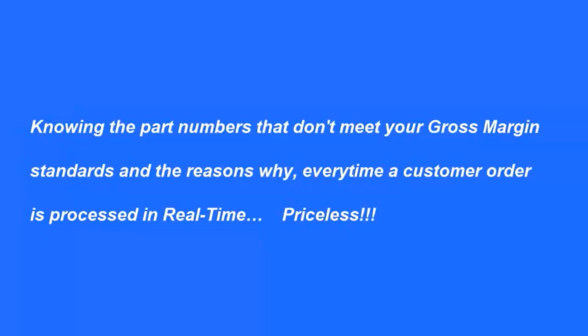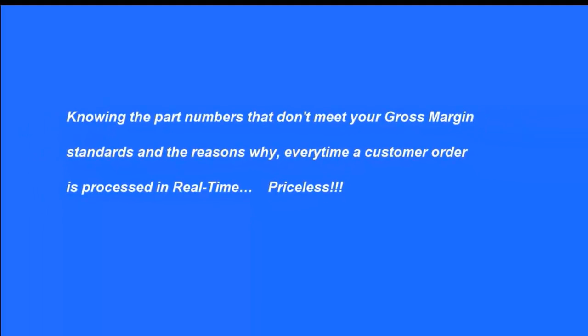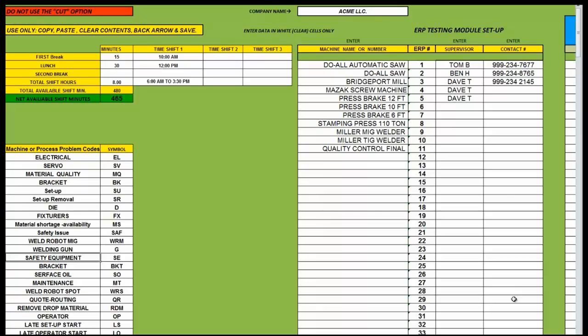Let's take a look at the ERP testing and verification module. This is our ERP testing module setup screen. We put in our shift times in this column over here. We give each piece of equipment or process that we have. We put in what that process is called, what that machine number's name is.